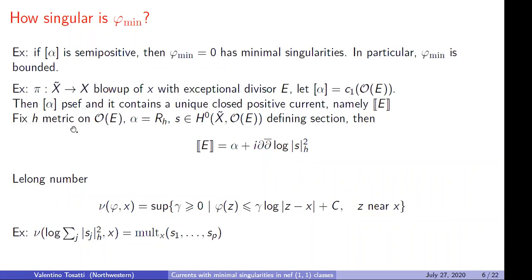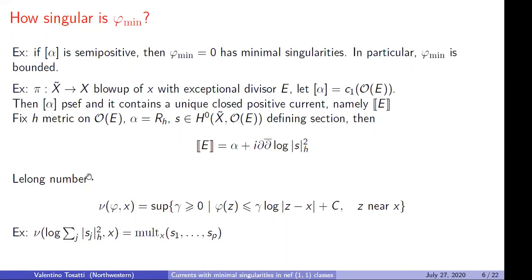And if you fix a smooth metric on this line bundle, and alpha is the curvature, and you also fix a defining section of the exceptional divisor, then one has this Poincaré-Lelong formula that the current of integration on E is alpha plus dd^c of the log of the length squared. So it is indeed an algebraic metric with my previous definition. And as I said, it's the unique closed positive current. So log of |s|^2_h is the unique alpha-PSH function. It's the only one. And you can see that it's a log, so it is not bounded. It goes to minus infinity along E.